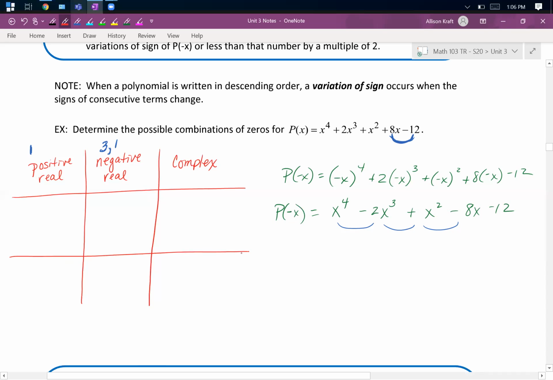We're ready to fill in our chart now. We need to do every possible combination of our options for positive reals with our options for negative reals. I always think of it like I'm distributing, just to make sure that I hit every possible combination. We're going to have 1 with 3 and then 1 with 1.